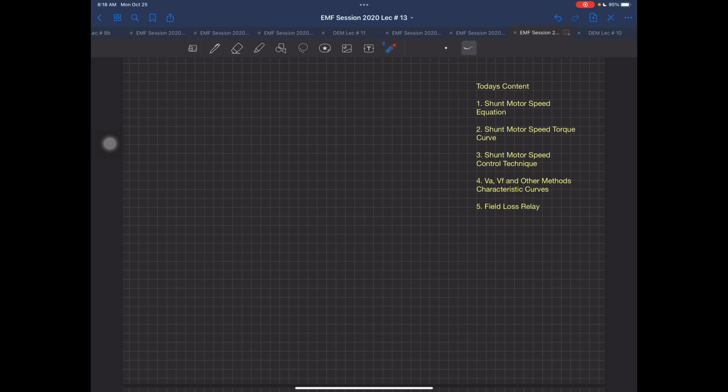But before that, let's talk about the shunt motor. I guess I told you in the previous lecture, and in the lab it has also been told to you, that a shunt motor and a separately excited motor both have almost the same characteristics.